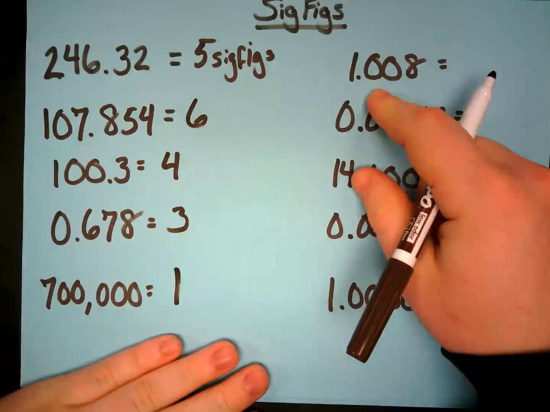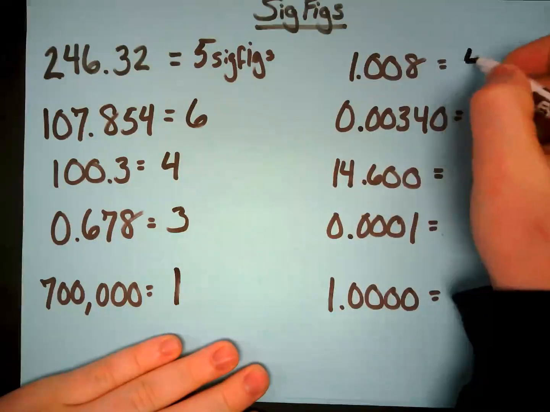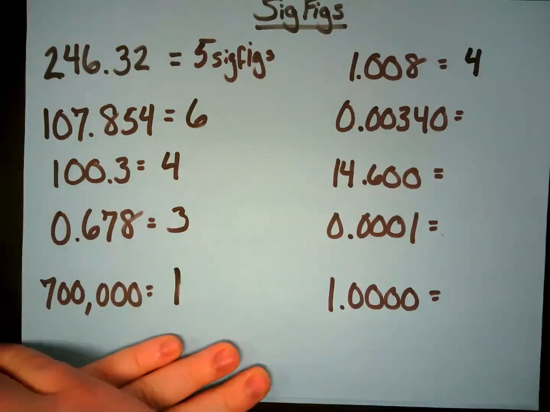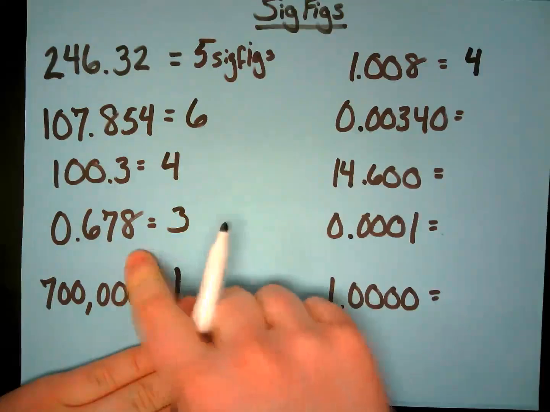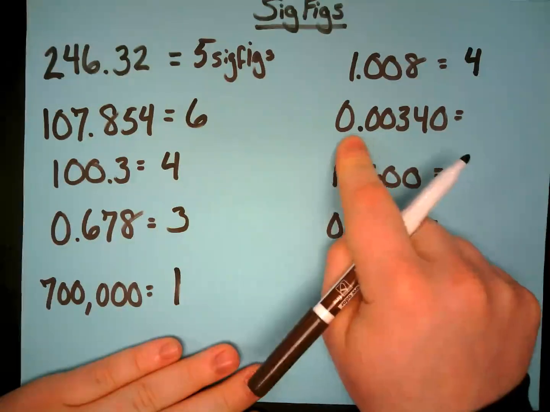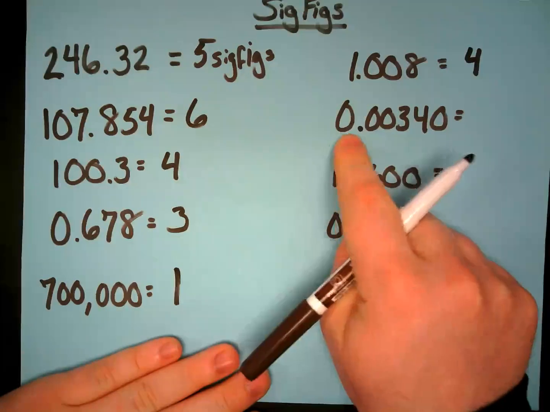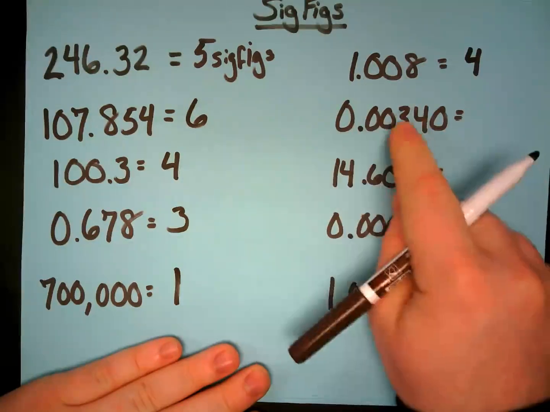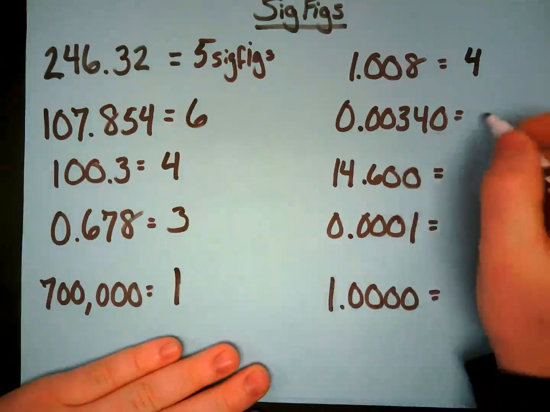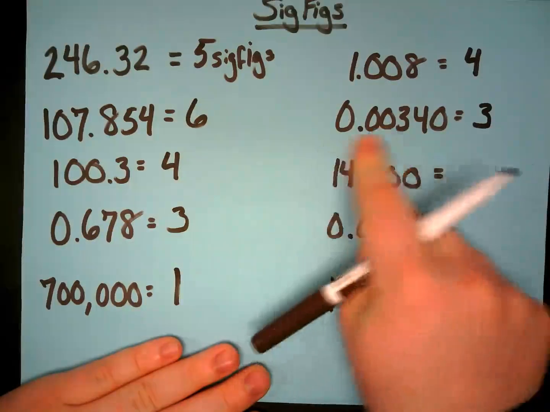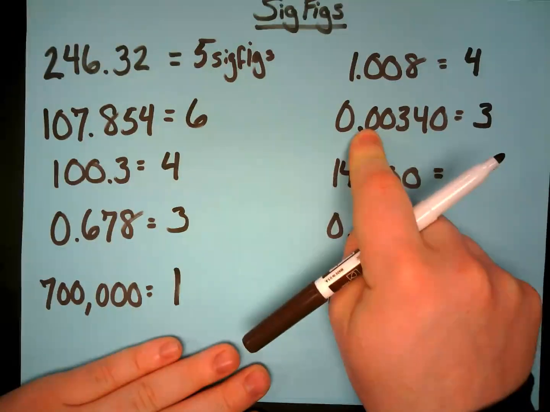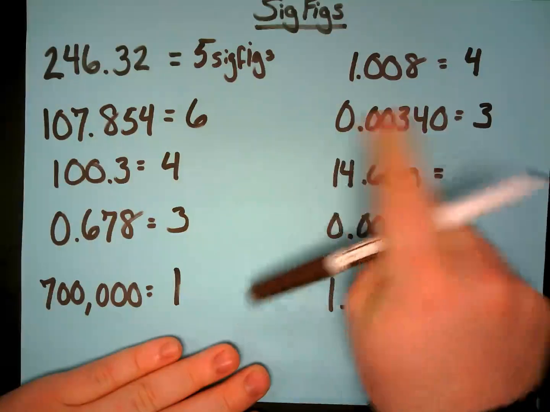This guy, same thing as 100.3, only this time it's 1.008. Here we've got 4 sig figs. This guy is the same as down here. We don't start counting until we hit a non-zero, and it's a decimal, so we start from left to right. So nope, nope, nope, yes, yes, yes. So 1, 2, 3. So remember, these zeros don't count. Why? Because we start counting from left to right.